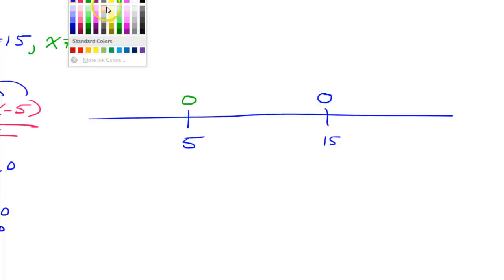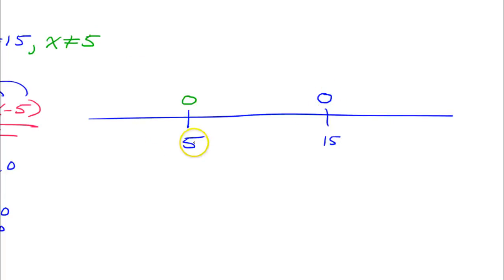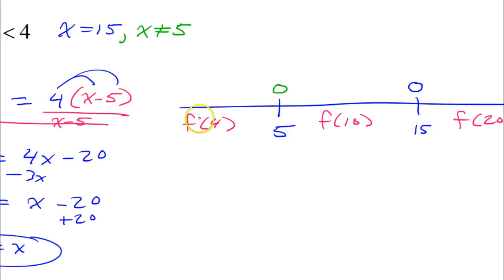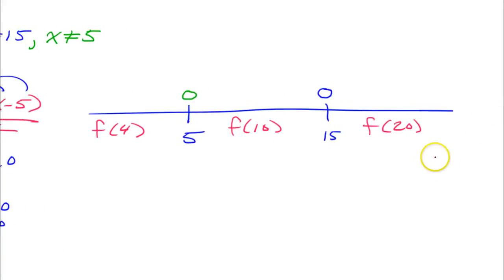So let's pick our test values. In the first zone, I will evaluate the inequality at 4. Between 5 and 15, I'll use 10. Beyond 15, I will use 20. Alright, you don't have to use the same numbers I used. You can pick anything you want, as long as you have one value in each interval.